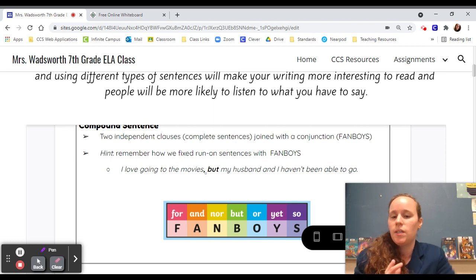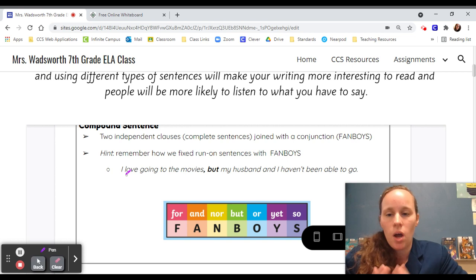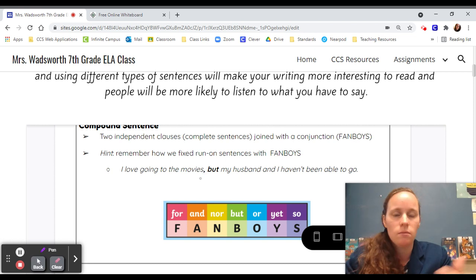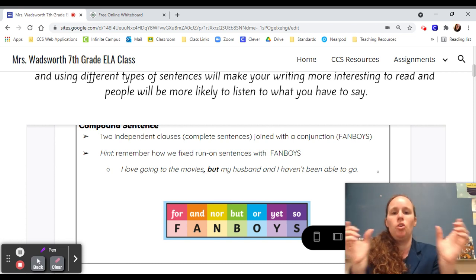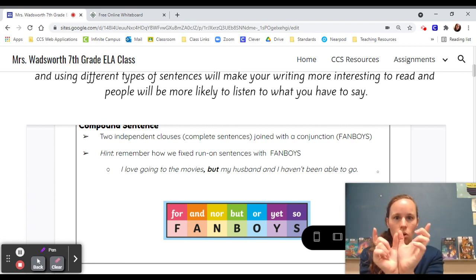There are times you use and, or you use but, or so, where you wouldn't have a comma. That's only when it's not actually working as a compound sentence. So remember, compound sentence, 2 independent clauses. This here, I love going to the movies, it's a complete sentence. My husband and I haven't been able to go, complete sentence. You combine those 2 independent clauses with a fanboys.